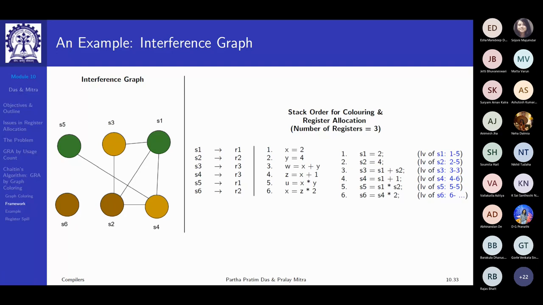And you can clearly infer, because you have multiple 3-cliques, that you cannot do it with fewer than 3 colors. Here it is very obvious. So this is an optimal coloring of this graph.